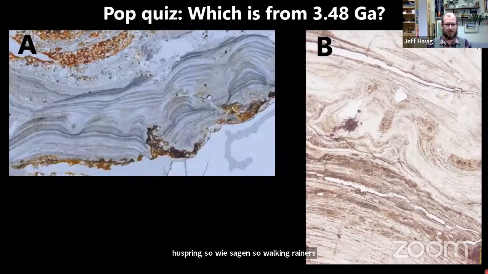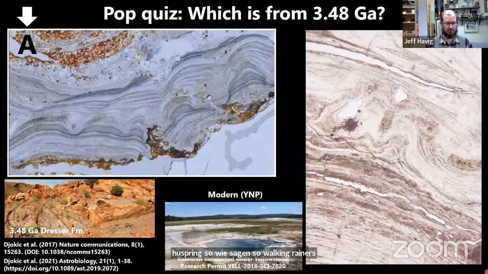All right. So the answer is A. A is Dresser. On the right is some geyserite that I collected from this hot spring in Yellowstone National Park. And this is a very texturally similar sample from the Dresser Formation we were just talking about.